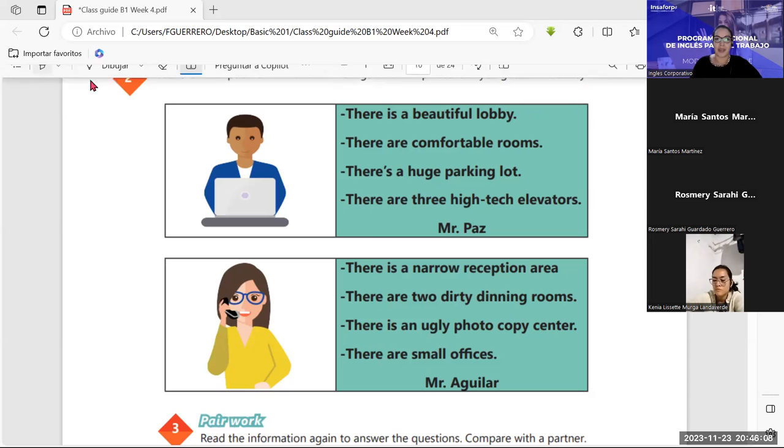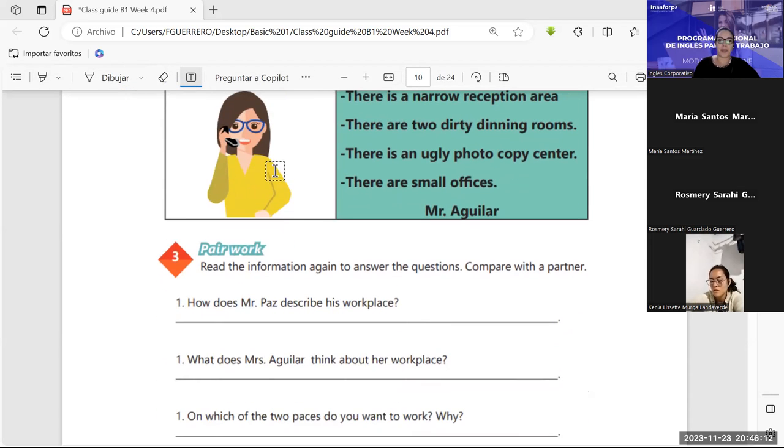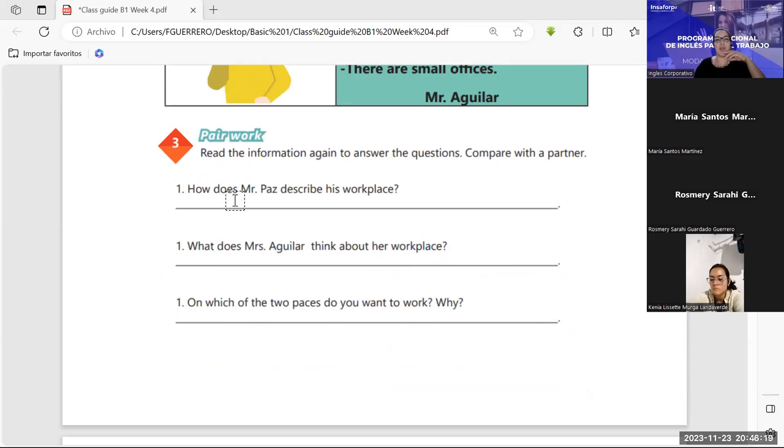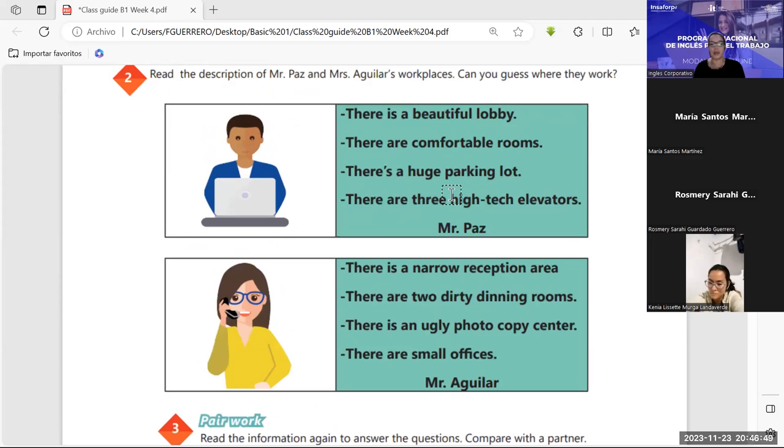Ok, creo que ya cubrimos lo que es el vocabulario. Y aquí, pues, es como repetir lo mismo. How does Mr. Paz describe his workplace? What does Mrs. Aguilar think about her workplace? And on which of the places do you want to work and why? Ahí solo es describir cómo cada uno de ellos describe su lugar de trabajo, que sería básicamente repetir lo mismo. Y la número tres, ¿en cuál de los dos lugares te gustaría trabajar? Yo creo que a todos nos gustaría donde Mr. Paz. Ok, entonces no le veo caso, ¿verdad?